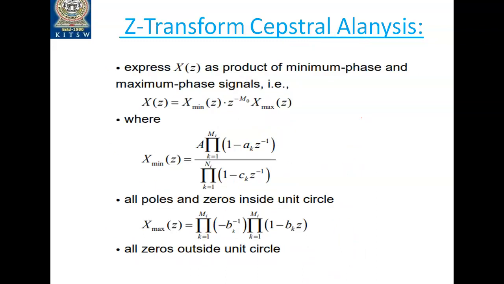Now we need to express X(z) as a product of the minimum phase and the maximum phase signals. The sequence is what we actually need to follow.